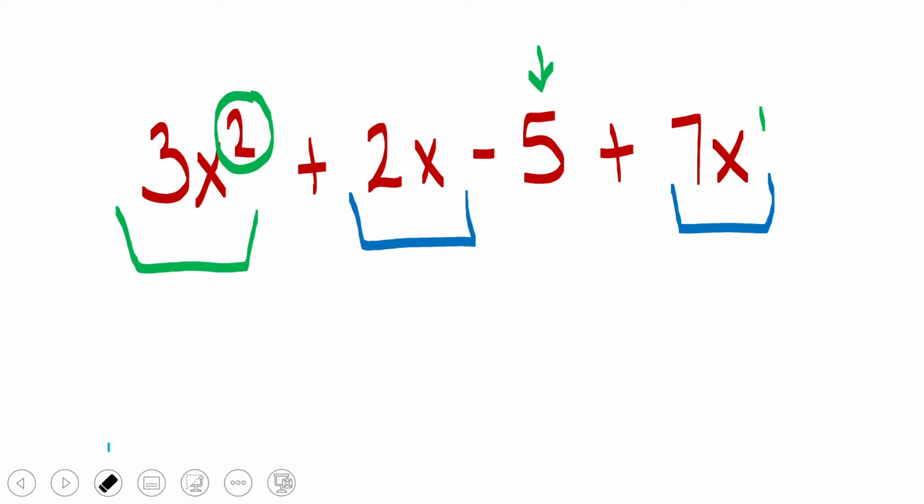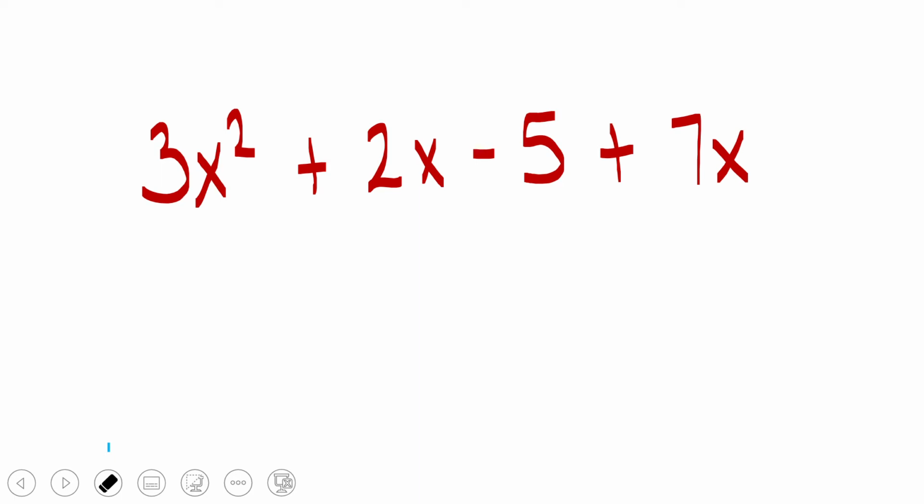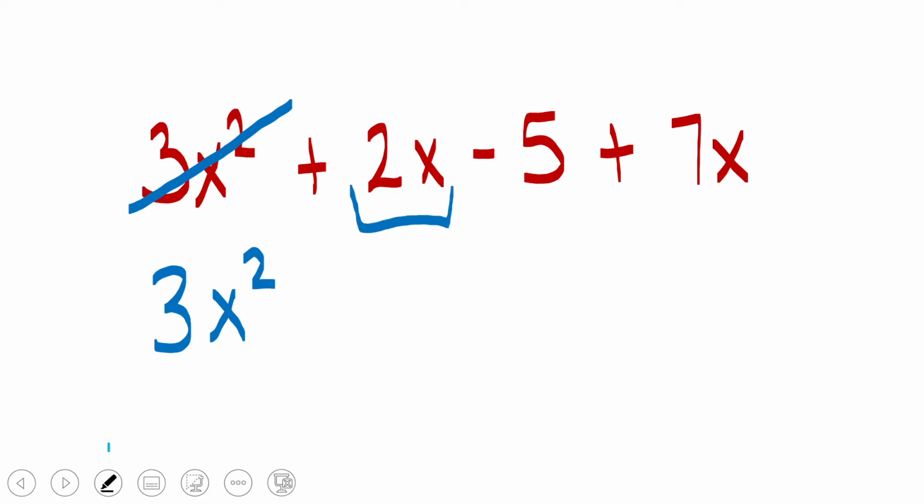We can't just go through and add all of these together. We have to look for our like terms. So 3x squared doesn't have anything in this problem that matches it. It stays by itself. It stays the same. We've addressed this term. Now let's look. The only like terms that are in this problem are 2x plus 7x.